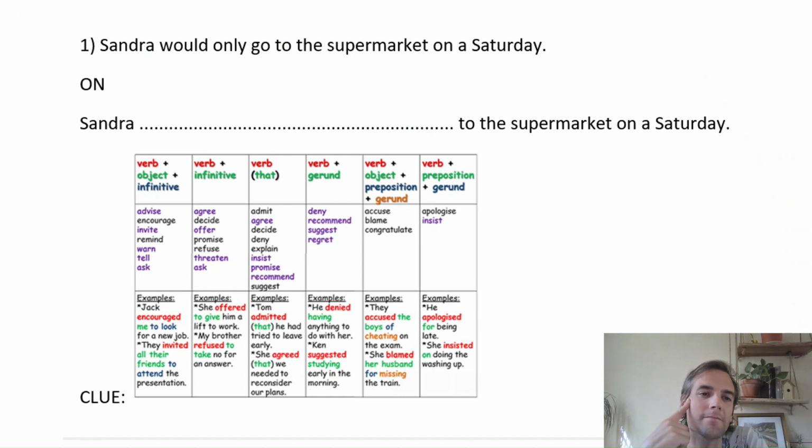Here's question 1. You've got a little clue. We're going to need a verb, that's something Sandra's doing, and something with on. Well, the verb, that means this is the only way she's doing it. She won't accept any other way. She says it has to be this way. The verb is to, where's my verb plus preposition? Insist, isn't it? Insist on doing something, insisted on doing. Well, she insisted on going to the supermarket. Preposition, ing, that's why you've got a mark for the ing.